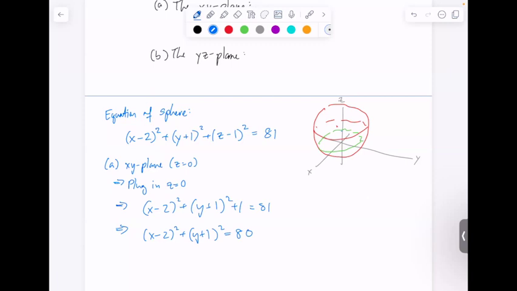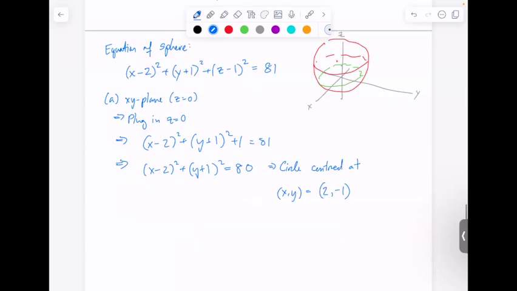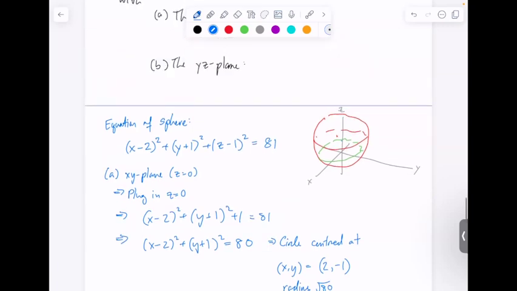And what is this in plain English? This is a circle. Where is its center, and what's its radius? It's centered at (2, -1), and the radius is root 80. Any questions? Okay, so next is the YZ plane.